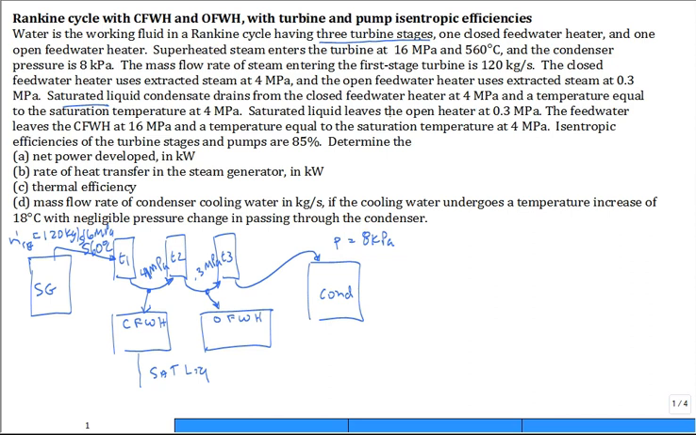Saturated liquid leaves the open heater at 0.3 MPa. So let me move this saturated liquid over here. It comes out of the open feed water heater, also saturated liquid, and then it probably goes into a pump and then up that way to the closed feed water heater. This pressure is 0.3 MPa. When you have an open feed water heater, the pressure coming into it as well as the pressure going out of it is the same.